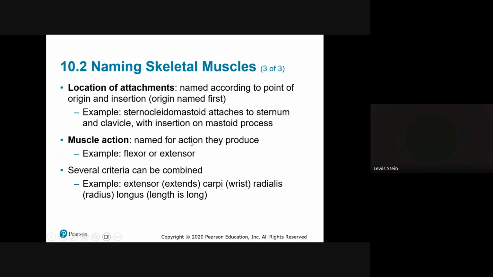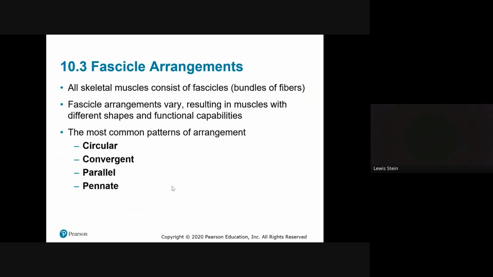So the muscle action they produce, flexor, extensor in this particular case, and again, where they work. You see flexor carpi ulnaris. It flexes the wrist in the ulnar direction. Flexor carpi radialis in the radial direction or lateral direction. Remember anatomical position. All of that's part of it. And then they do the fibers. And this is sometimes the naming.